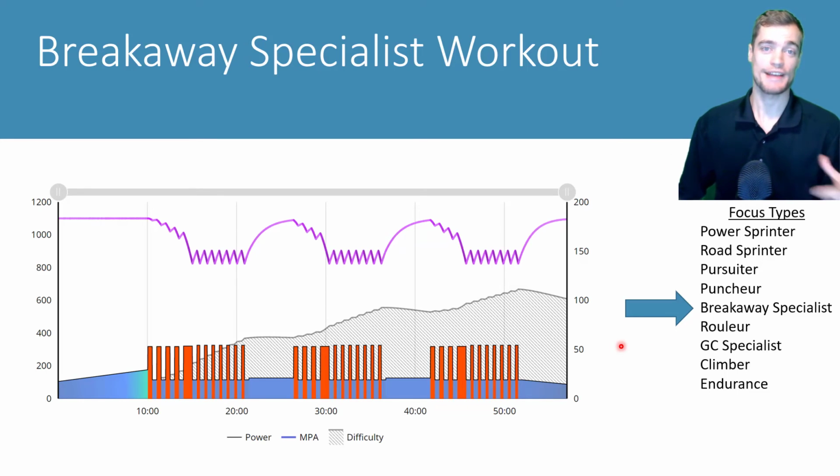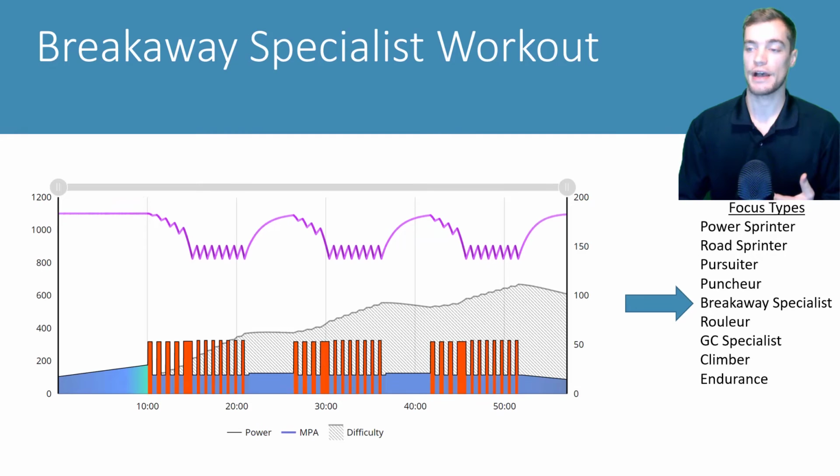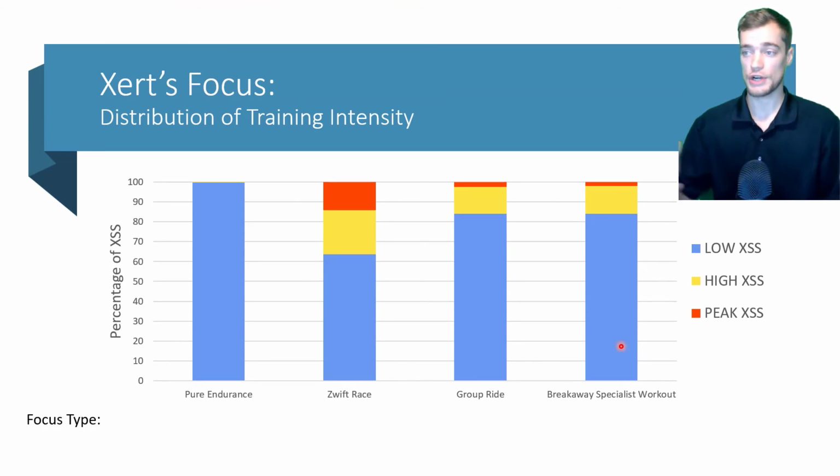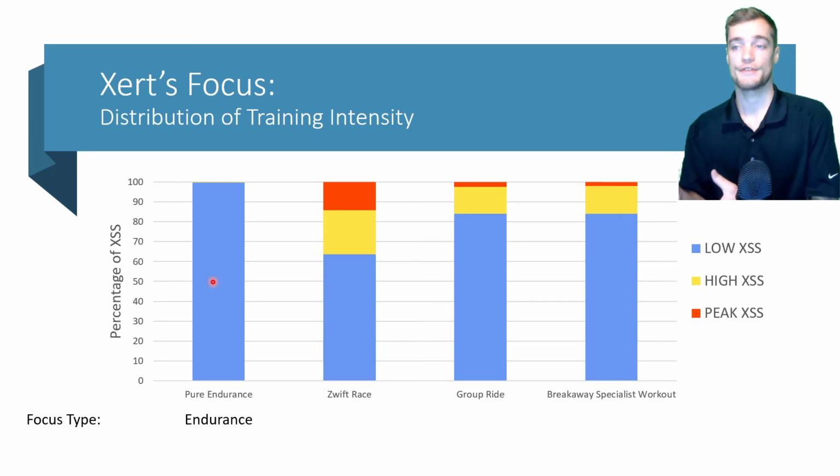In the next couple of slides, I really want to get you to that aha or I get it moment for focus. And to do this, I'm going to take us to a bar chart, which is now going to show the percentage breakdown for those 4 activities that we just took a look at. And we'll start with the endurance activity. Unsurprisingly, the endurance activity, which had no sprints or hard efforts, is almost 100% low XSS. And so the resulting focus type was a very long focus duration, endurance focus.